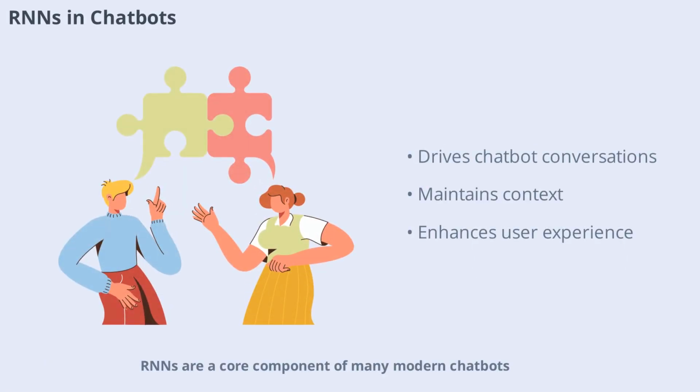RNNs are a core component of many modern chatbots. By processing user input sequentially and maintaining context, RNNs enable chatbots to generate relevant and coherent responses. This makes conversations feel more natural and engaging. Whether it's customer support or virtual companions, RNN-powered chatbots are becoming increasingly common in our digital lives.